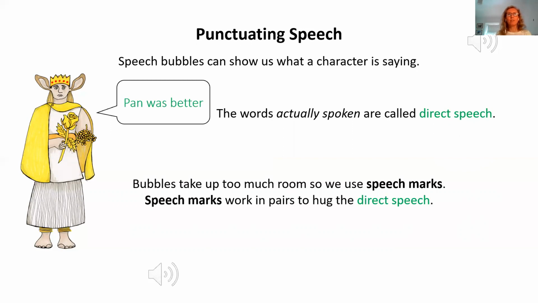But as I mentioned before, the speech bubble takes up too much room if we were to always write them in speech bubbles. So we can change the speech bubbles. We can take the words out of the speech bubbles, and we can put inverted commas or speech marks around them, so they hug the actual words that are being spoken. You can see where the arrows are. You can see the speech marks or the inverted commas.